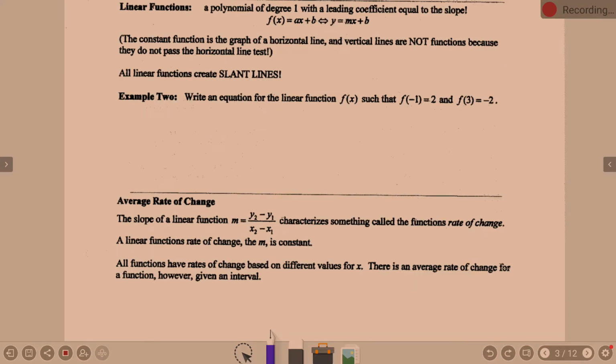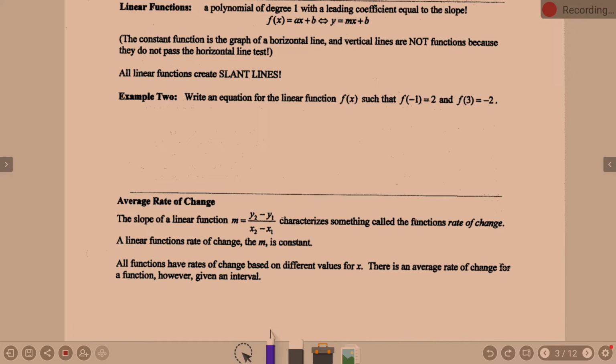Linear functions. We're going to focus a little bit on linear functions here. The wording and vocabulary may look a little different, but you know how to do everything we're getting ready to do. A linear function is a polynomial of degree 1 with a leading coefficient equal to the slope. We talked about linear functions earlier. Connor mentioned y equals mx plus b, yes? Same idea. So degree 1, and that leading coefficient is your slope.